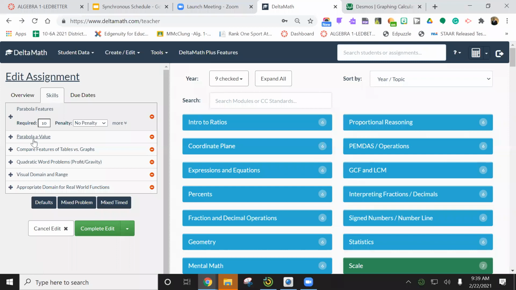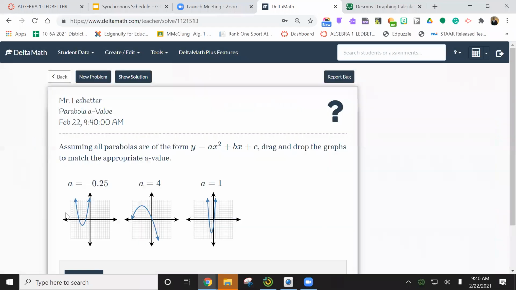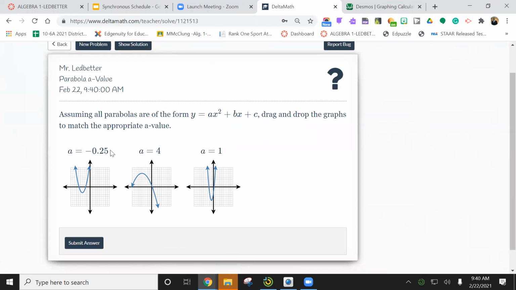Yours looks different. Now this is the one we're on, parabola A value. All right, so when you look at this, it's pretty easy. You just have to pay attention. Remember, this is the A, this is the B, and this is the C. The A is the number in front of x squared. B is the number in front of x, and C is the plain number. All right, now watch this. This is very easy. What we're going to do is look at the A value. They're telling you what these three are, and you're going to match them.